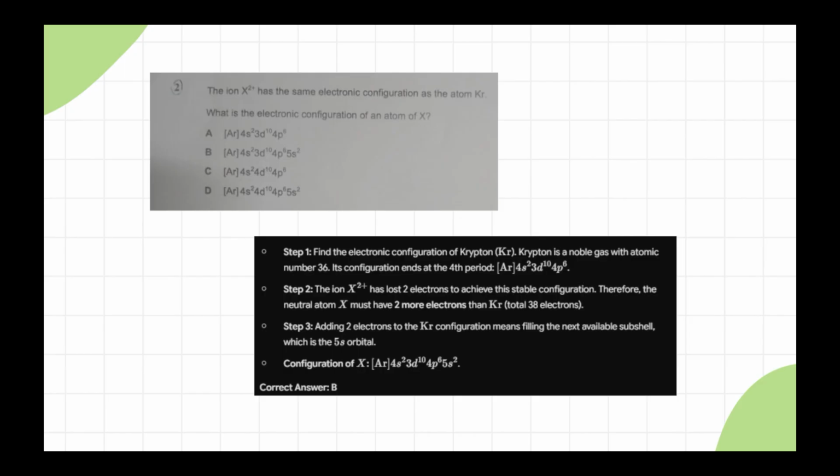Step 2. The ion X2+ has lost two electrons to achieve this stable configuration. Therefore, the neutral atom X must have two more electrons than krypton. Step 3. Adding two electrons to the krypton configuration means filling the next available subshell, which is the 5s orbital. So the configuration of X is argon 4s2 3d10 4p6 and 5s2. So the correct answer is B.